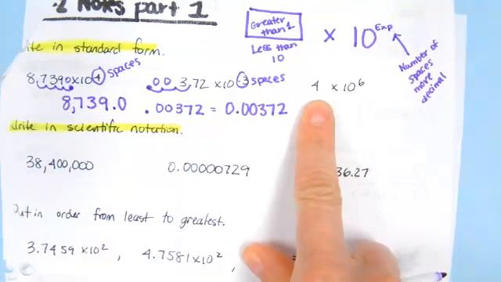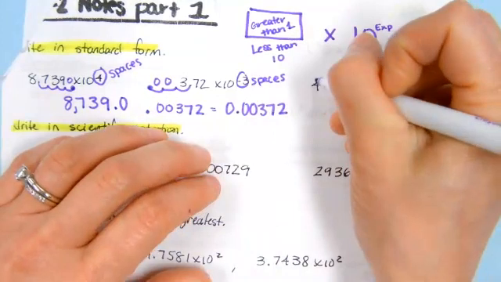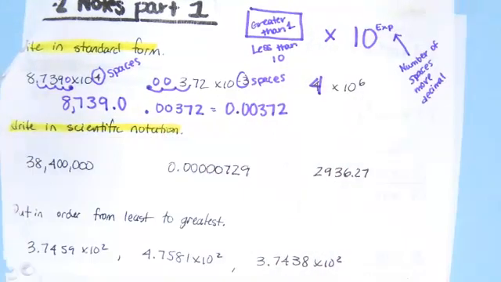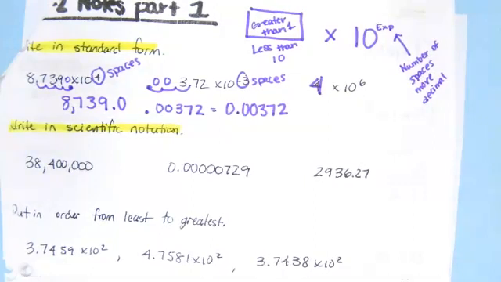What happens if you have no decimal point? This is a 4. So 4, no decimal point, times 10 to the 6th. Every single number has a decimal point, whether you see it or not. Where is it? Go ahead.